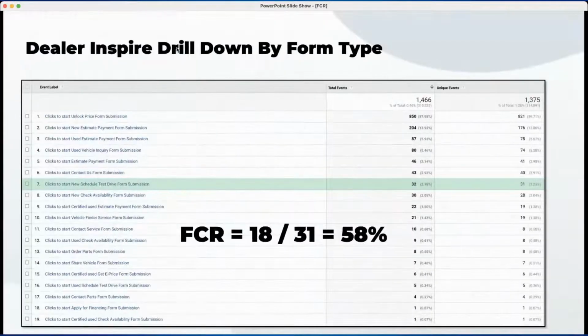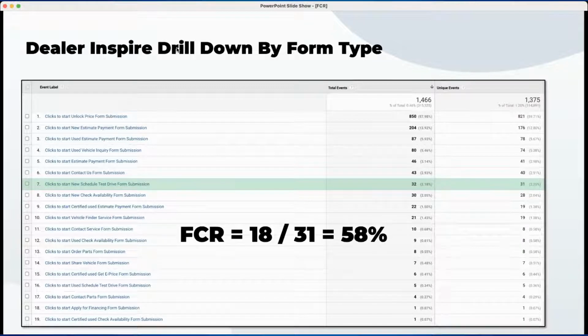Now, the cool thing you can do on Dealer Inspire is to drill down by the form type. So, for example, how many people click to schedule a test drive? Okay, 18 people finished the form. That's on another page. Of the 31 unique people who clicked on it, 58%. Now that seems relatively low, right? But this form didn't have a calendar, didn't have a time. This was like, hey, just tell us when you want to come in. That means, let's call it 60%. 40% of the people who were interested in scheduling a test drive didn't fill out the form.